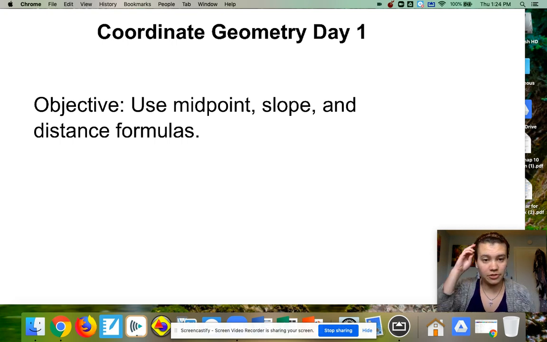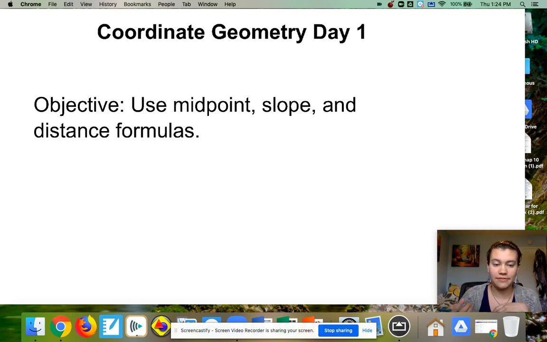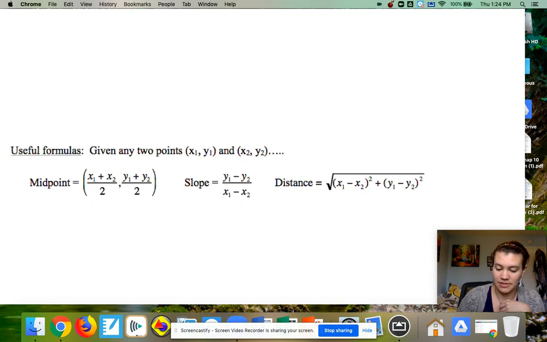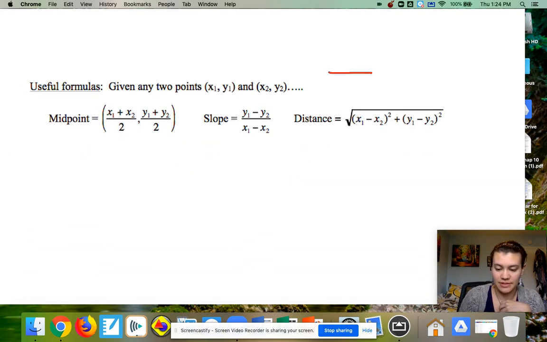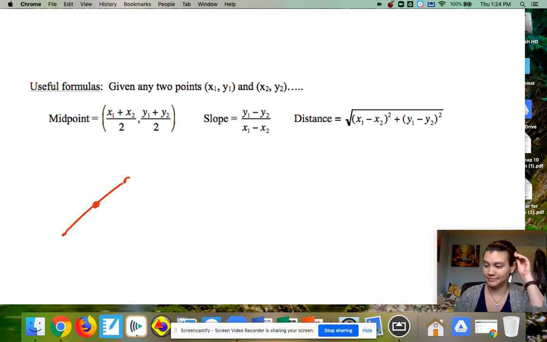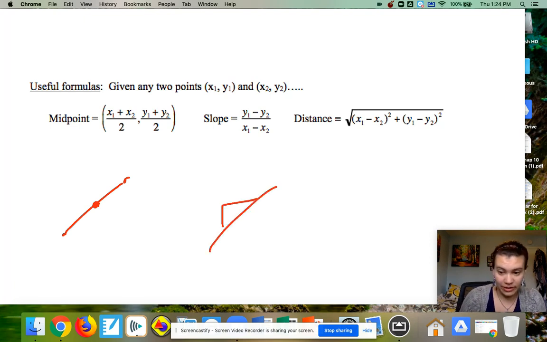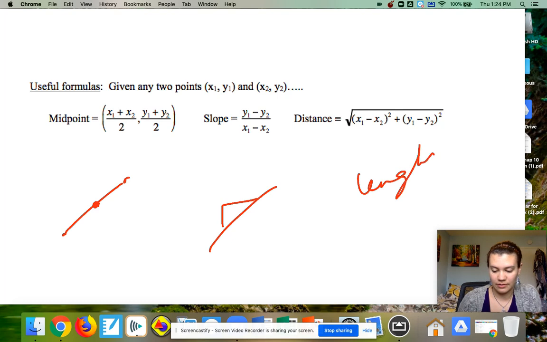All right, so today we are doing the coordinate geometry day 1 stuff, so using midpoint, slope, and distance formulas. These are the formulas that you'll be using. The midpoint is like if you have a line, it's halfway in the middle of 2 points, kind of like it sounds. The slope is how steep a line is, so your rise over run, so how quickly are you going up and over. And then distance is the length, like some sort of length of a segment.